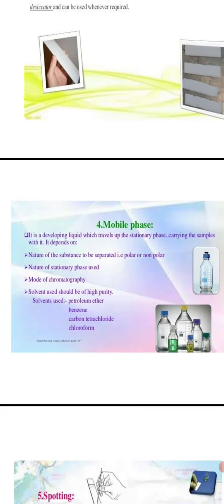So mobile phase is nothing but the developing liquid which travels up the stationary phase and carries the sample with it. It depends on the nature of the substance to be separated, that is, polar or non-polar. Second one is the nature of the stationary phase used. Third one is the mode of the chromatography. Fourth point is the solvent used should be of high purity, and solvents like petroleum ether, benzene, carbon tetrachloride and chloroform can be used for the preparation of the mobile phase.